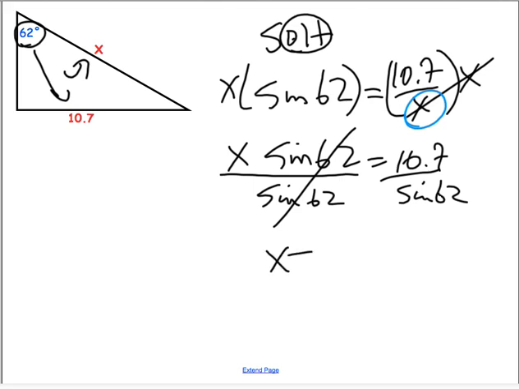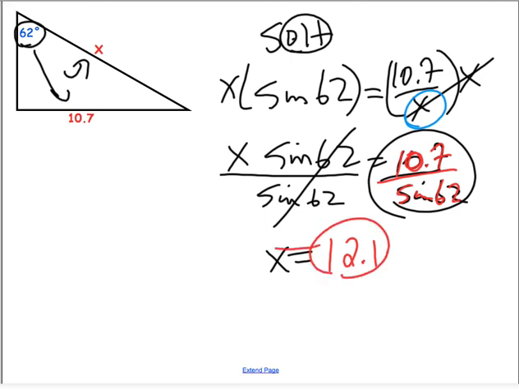So x equals that. So now I grab my calculator, not before, and I punch in 10.7 divided by the sine of 62. And that gives me an answer of 12.1, which again, I check for reasonability, and that is a reasonable answer because the hypotenuse has to be the longest side of any right triangle, and it is. That answer is longer than 10.7, so I have to trust myself that I did it right.